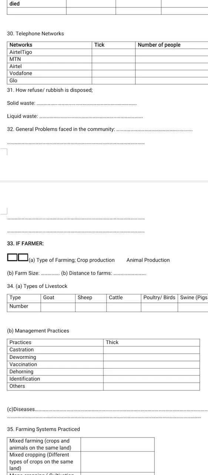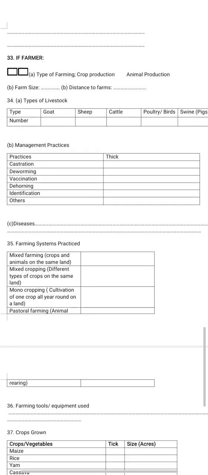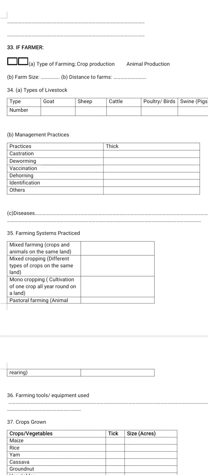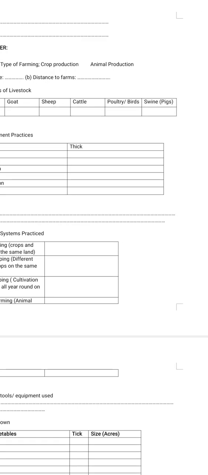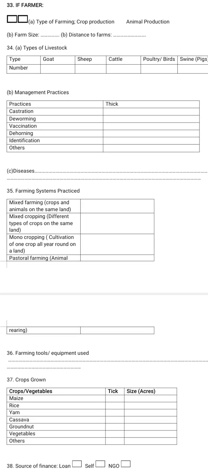If the person is a farmer, ask the type of farming, the crop production, animal production, farm size, and distance of the farm. Ask all of them how far the farm is from where they are staying. Ask them if they are into livestock too, the number of goats, sheep, cattle, birds, poultry. If they are into pigs, you ask them. They give the number, and you write it down. Management practices: did they do worming, castration, vaccination, horning, identification? All of that you must ask if they are actually into animal farming and what they do in managing their animals. They will let you know.